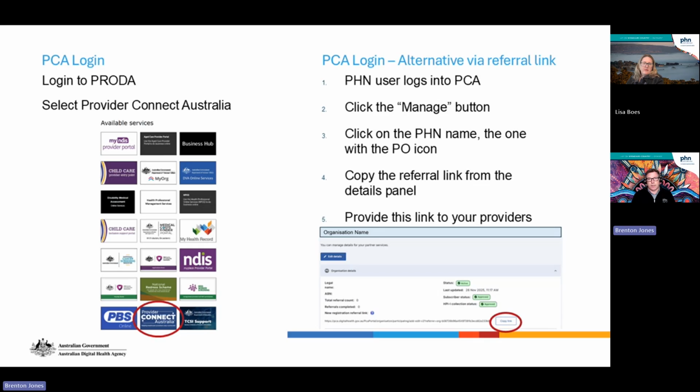Now you simply click the Manage button, click on the PHN name, one of the PO icons, and copy the referral link. This is the alternative website link; you can access the website that way as well. If you do it via the website link, then of course Proda, being the authenticator, will pop up and ask you to log in with Proda. If you're already logged in to Proda within your web browser, it should recognize that and go straight through.